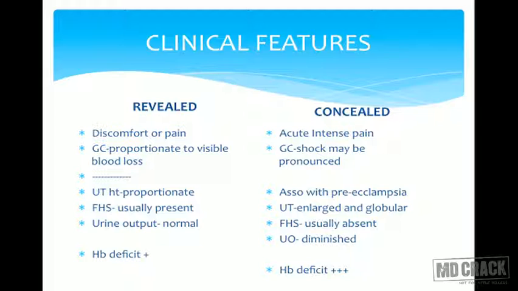Revealed and concealed, both types. Revealed usually comes with bleeding and there is little discomfort. The pain will not be much. But in the concealed variety, pain will be intense because the blood is getting accumulated inside the uterine cavity.